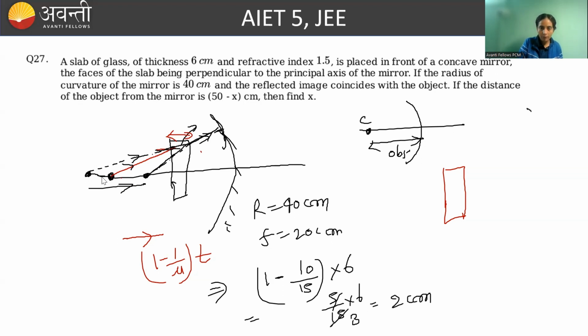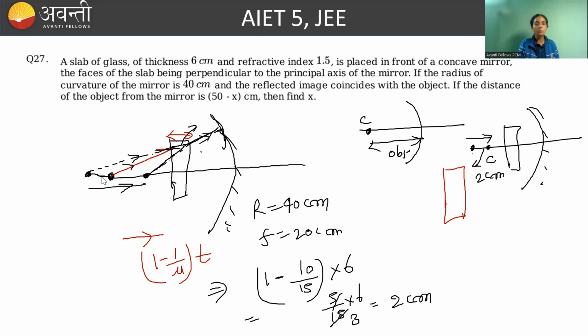Done. Now what will happen? This is the case. There is a slab. The object should not be kept at the center of curvature. It must be placed somewhat beyond the center of curvature such that after shifting, it comes to the center of curvature. How much shifting is happening? 2 centimeters. So the object must be kept 2 centimeters beyond the center of curvature. Only then, to the mirror, it will seem like the object is at the center of curvature.